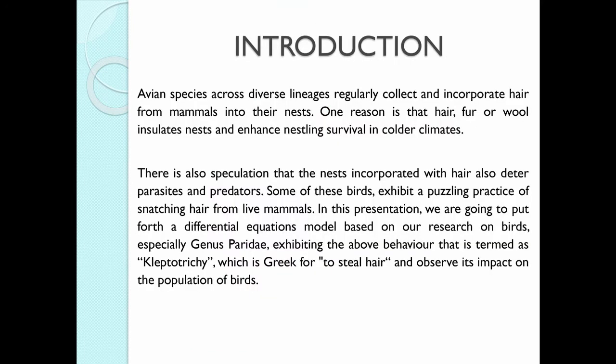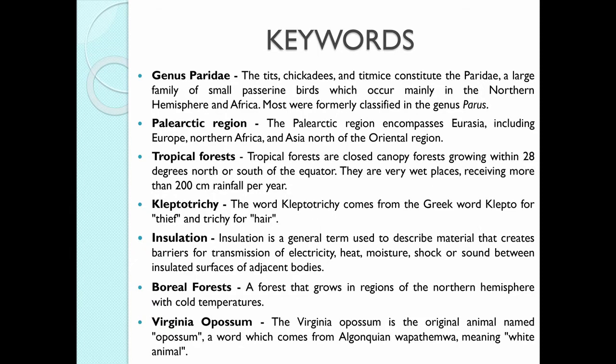Now, coming on to the introduction, avian species such as genus Paridae exhibit a puzzling practice of kleptotrichia, where they snatch hair from live mammals to incorporate into their nest, as it provides insulation and may deter parasites. In this presentation, we study its impact on the bird population. We introduce some key terms that are important for understanding the essence of the model.